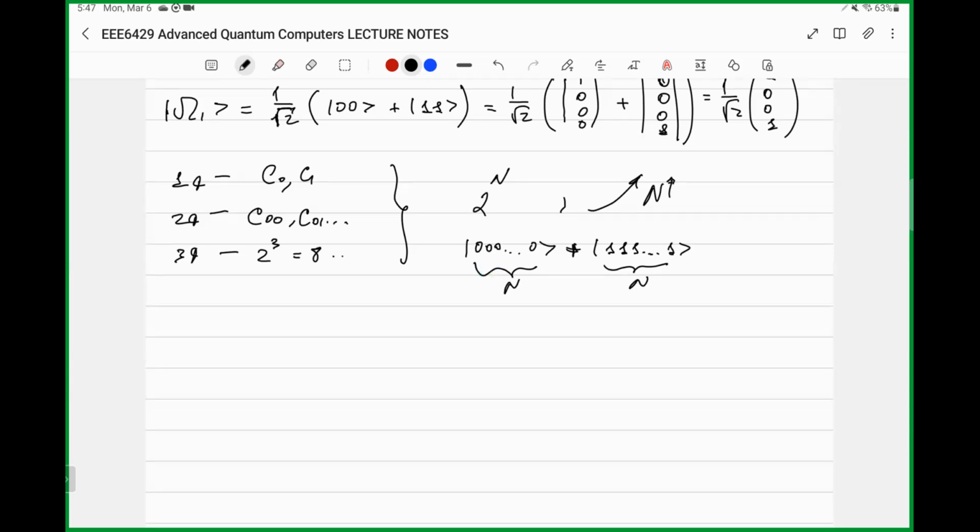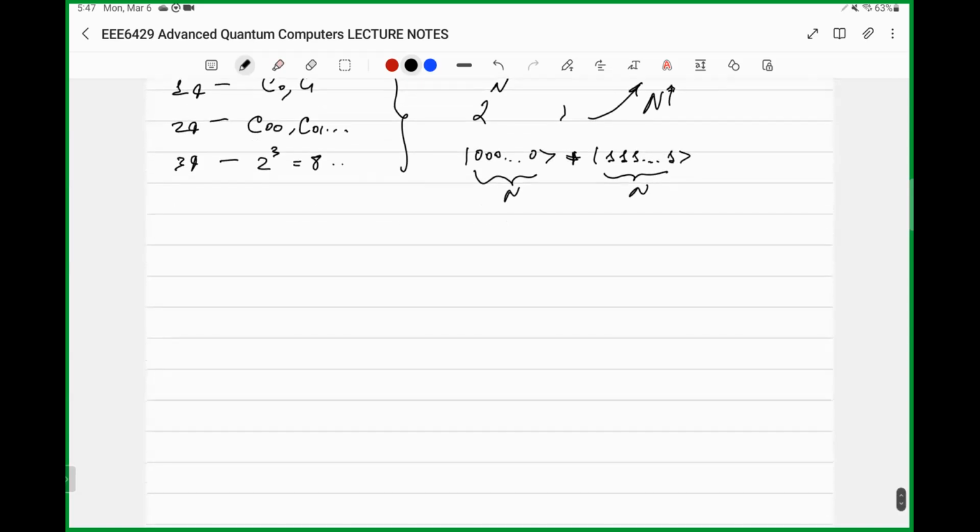So this is the so-called quantum parallelism, which means basically that the dimension of the Hilbert space and the number of elements that you use to represent your quantum system grows exponentially with the number of qubits.